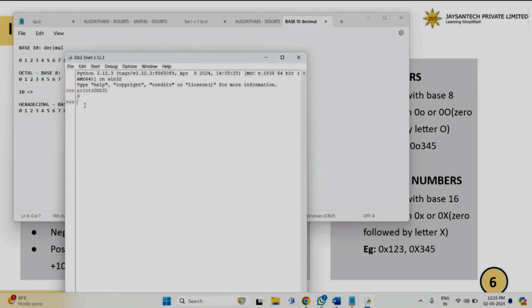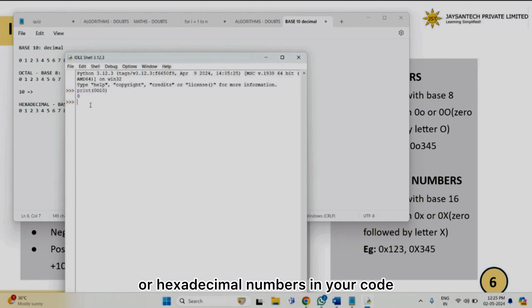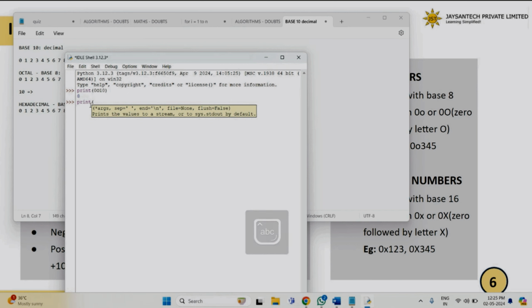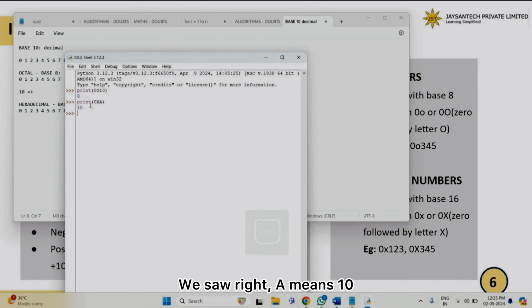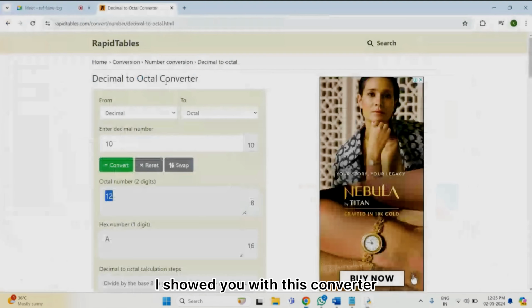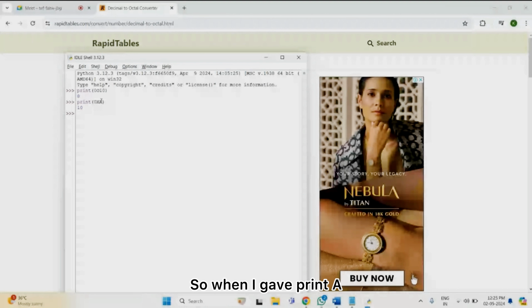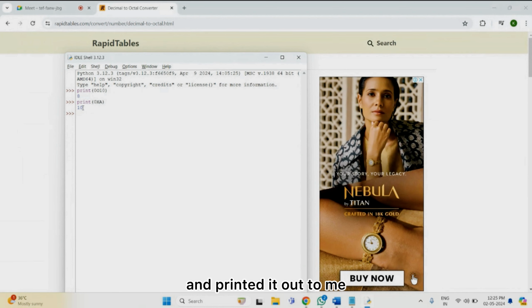So when you want to represent octal or hexadecimal numbers in your code, you will prefix the number with this. For hexadecimal, you will have a small x or capital X. Now for hexadecimal, I'm writing A. We saw, right? A means 10. I showed you with the converter. So when I gave print A, which is hexadecimal, I told print that I want to print A, which is a hexadecimal number. So it converted it to a decimal number and printed it out to me.